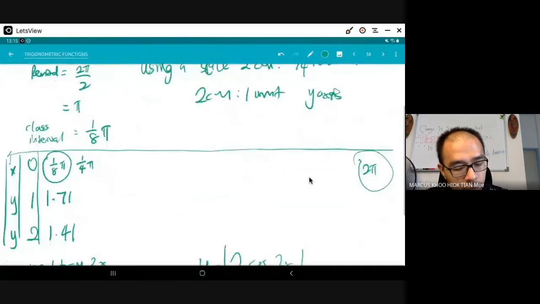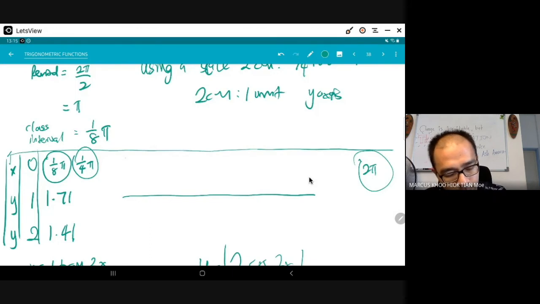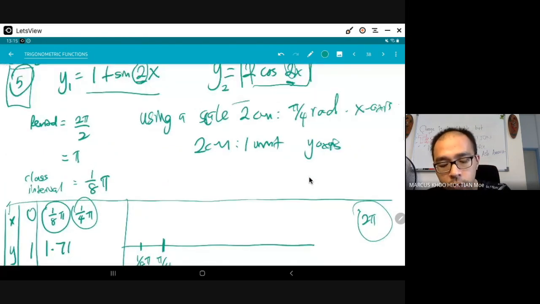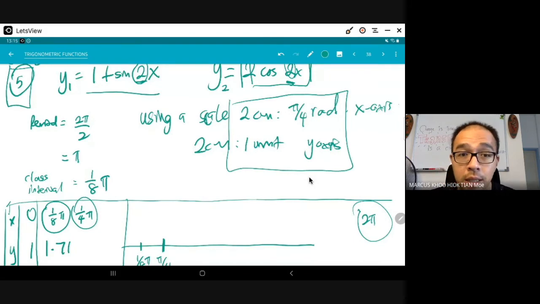Okay, pi over 8 is between 0 and pi over 4. So let's say this is your graph, okay, the first dash after 2 cm is pi over 4, 1 over 4 pi. So in between must be 1 over 8 pi, the first one. Okay, so use the scales to help you. The scales will actually make it much easier to help you to see how the graph is. And you will probably need to draw your graph in landscape instead of portrait.